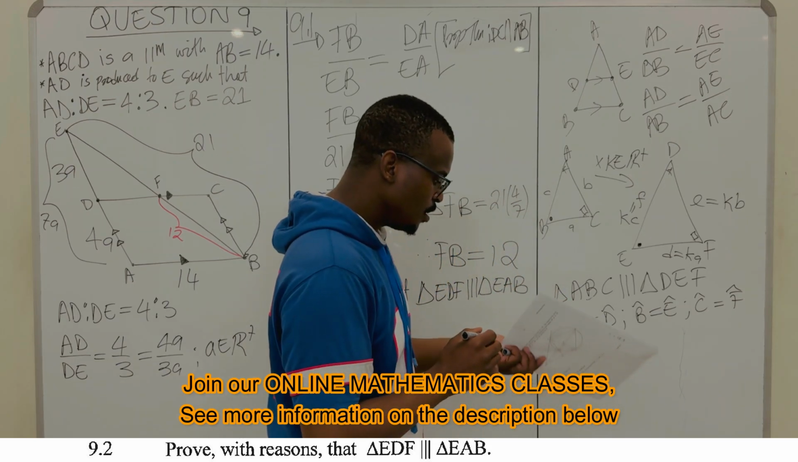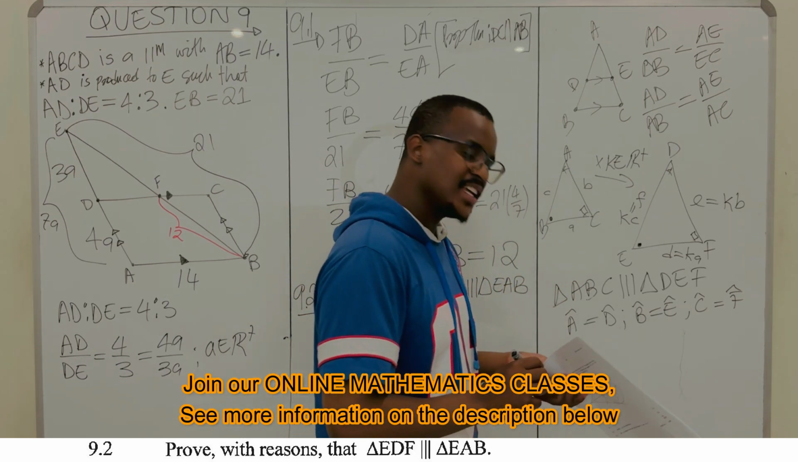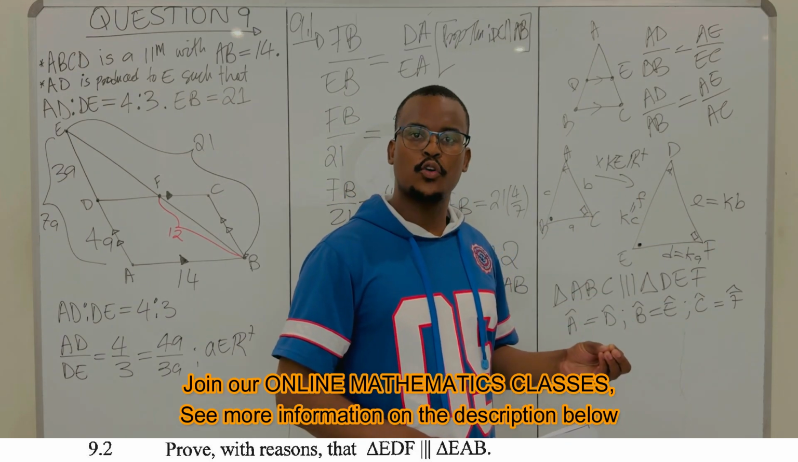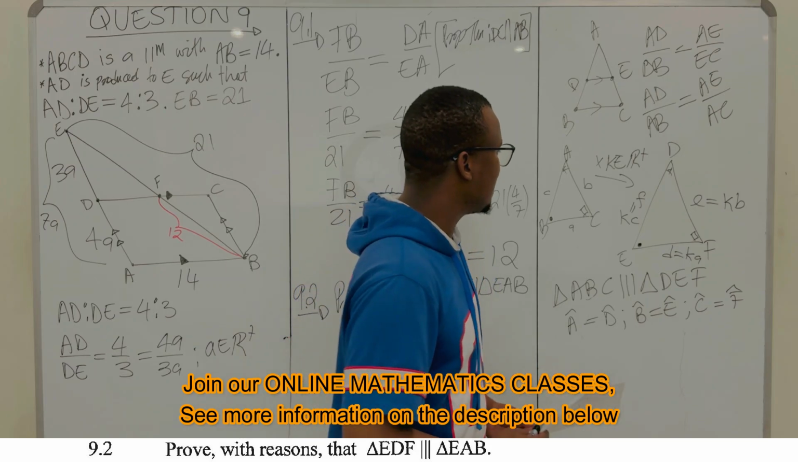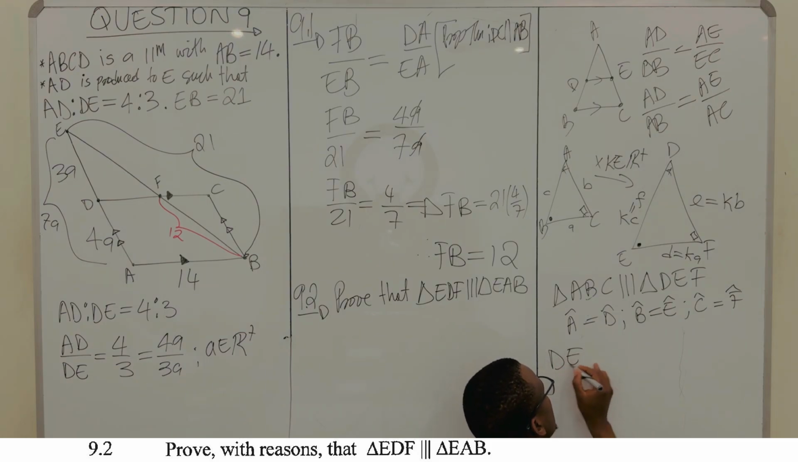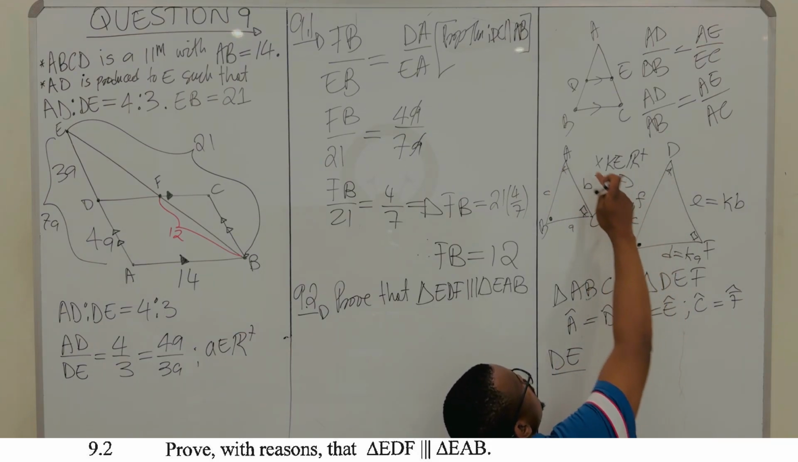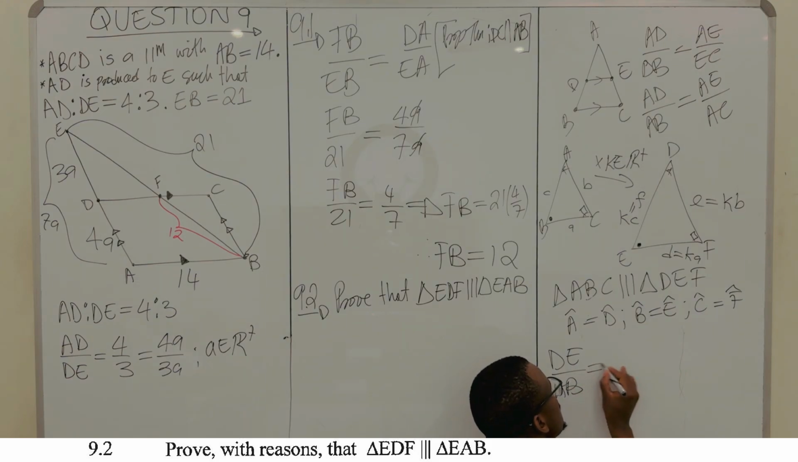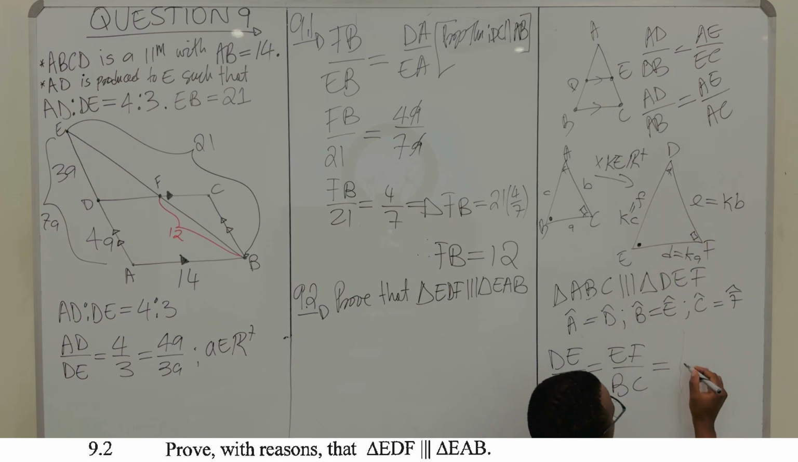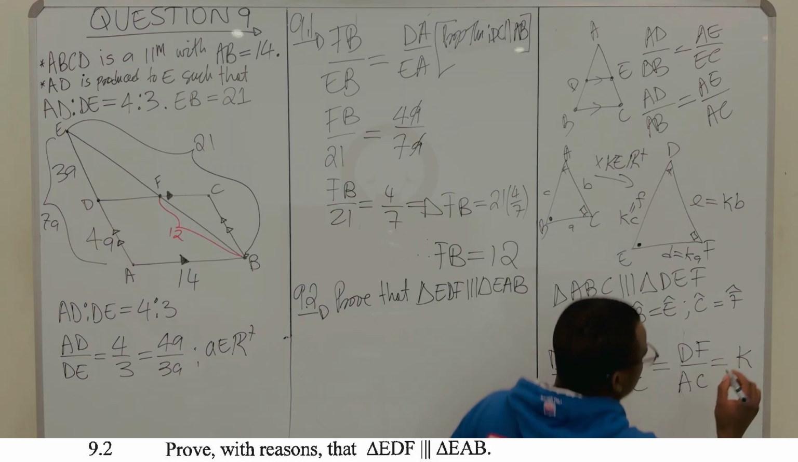So what you need to understand is that if these two triangles are similar, the ratios of the corresponding sides should be equal. If you take your DE and divide it by its corresponding side AB, it should be the same as EF divided by BC, which should be the same as DF divided by AC. And you'll find all of them are equal to K.